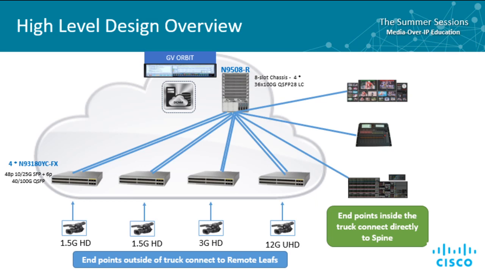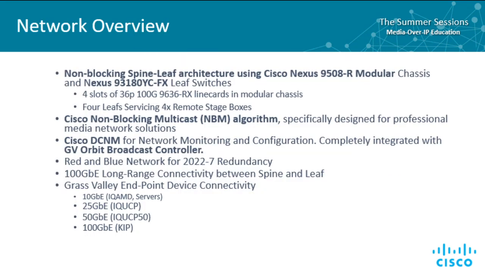And this whole network is capable of sending flows all the way from 1.5 gig HD to 12 gig UHD. And depending, as you can see from this slide, there were a number of endpoints, and depending on that, we required some port capacities to be 10 gig, 25 gig, 50 gig, as well as 100 gig. And we also required long-range connectivity between the spines and the leaves.